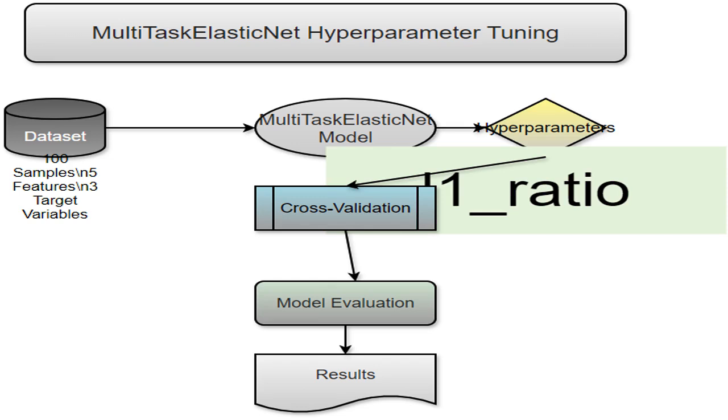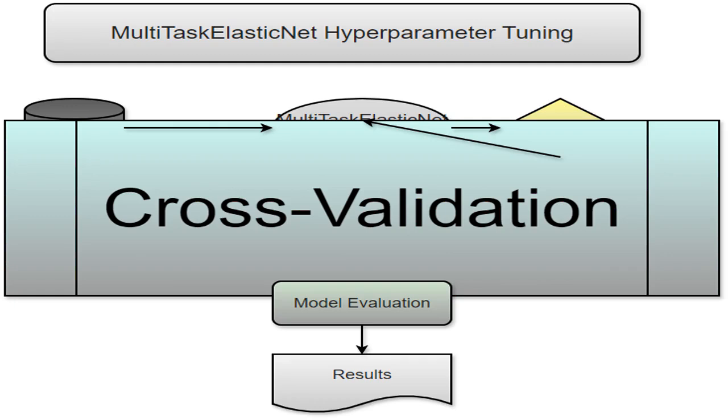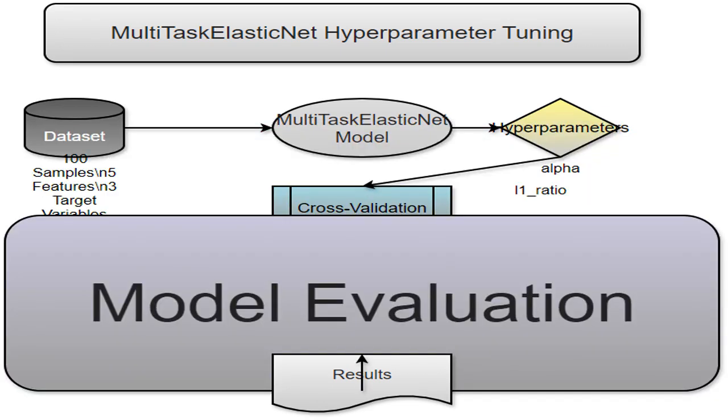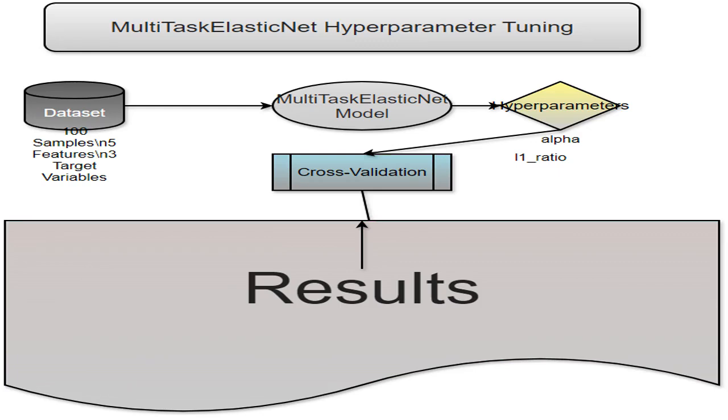I'm using cross-validation to get a more reliable estimate of my model's performance. Cross-validation helps me to avoid overfitting to the training data, and it gives me better generalization to unseen data. After tuning, I'll evaluate the model's performance using appropriate metrics for regression. These metrics may include mean squared error, MSE, R-squared, mean absolute error, MAE, etc. The results will tell me how well the model predicts the target variables. I'll use these results to choose the best hyperparameter settings and gauge the model's overall effectiveness.